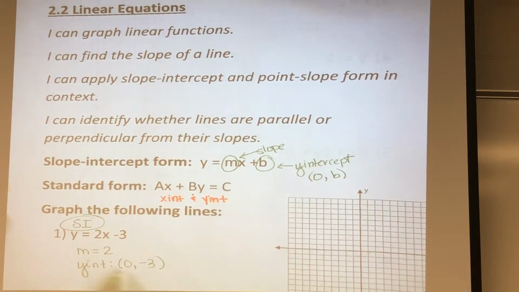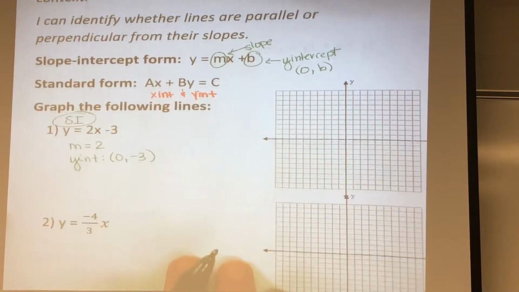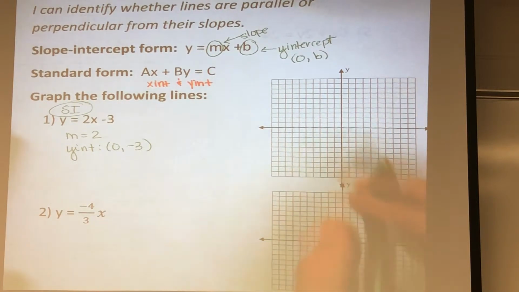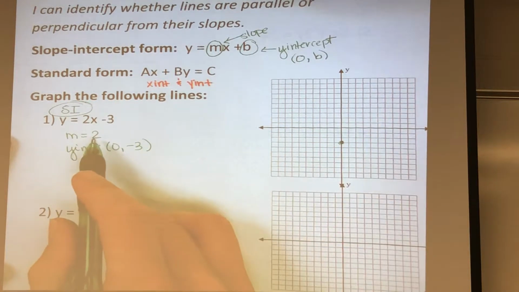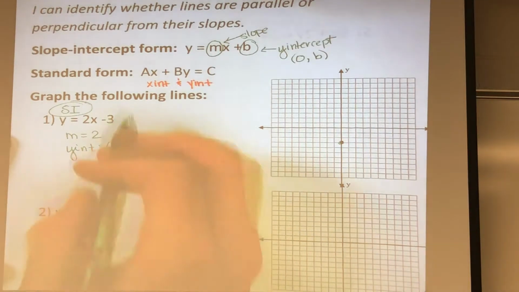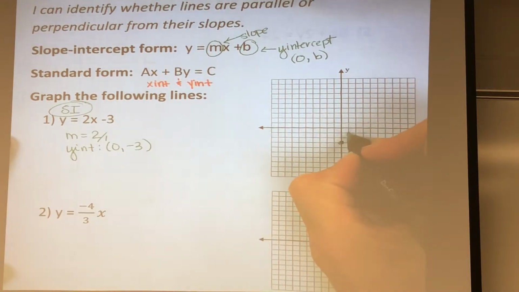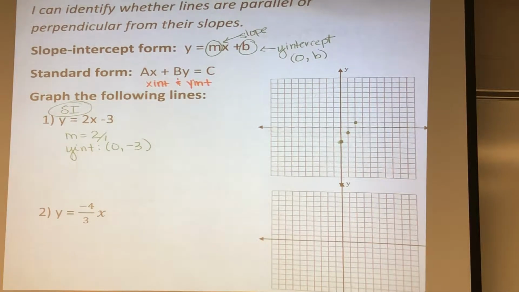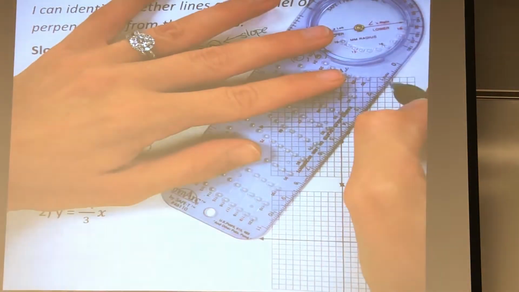Now you always want to graph the point first. So when you get to your graph, you're going to plot 0, -3, and then we use our slope, and if it's not a fraction, then you're going to put it over 1, so we're going to go up 2 to the right 1, up 2 to the right 1. You can do that several times, and then use a straight edge to connect those dots.